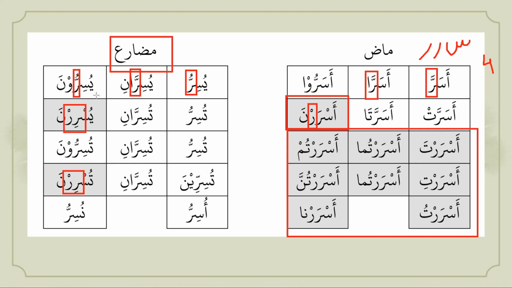Hua Yusiru, Huma Yusirrani, Hum Yusirruna, Hiya Tusiru, Huma Tusirrani, Hunna Yusirrina, Anta Tusiru, Antuma Tusirrani, Antum Tusirruna, Anti Tusirrina, Antuma Tusirrani, Antunna Tusirrirna. Then Ana Usiru, Nahnu Nusiru. Okay, so this is how we can see the two rules being manifested over here in past tense and present tense.